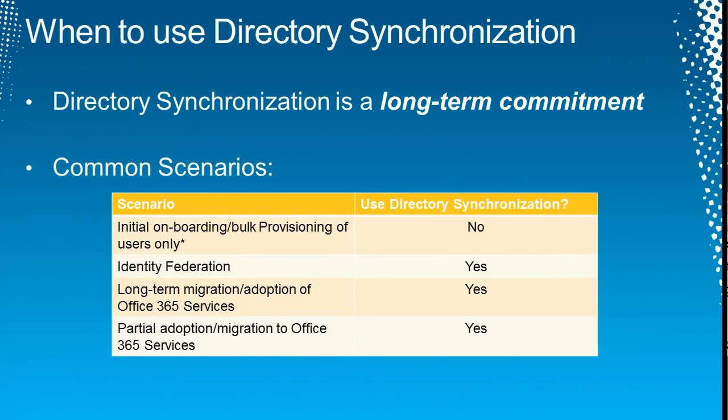But really, directory synchronization should just continue to run. That's how you keep your address book up to date. When you add new users and employees, that's how that information gets up there. When employees retire or leave the company, that's how that information is removed.